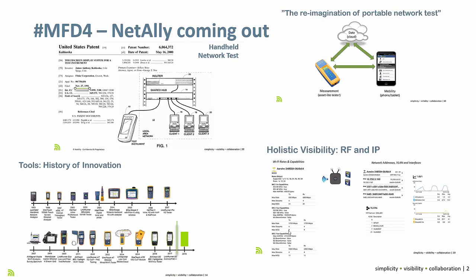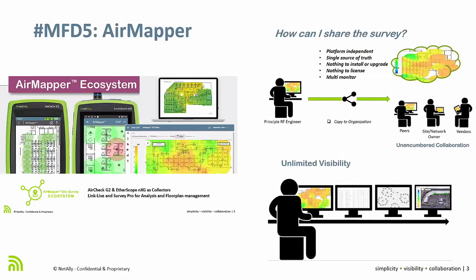We talked about things we'd done, like how we reimagined portable network test with LinkSprinter. We were the first ones with the cloud service, leveraging the phone for the UI, and how we really had this vision of providing holistic visibility. By Mobility 5, we finally had something.